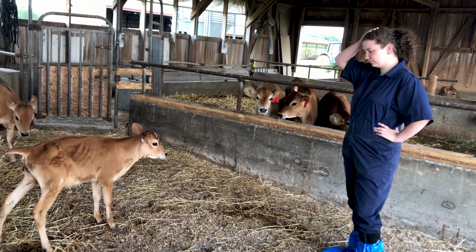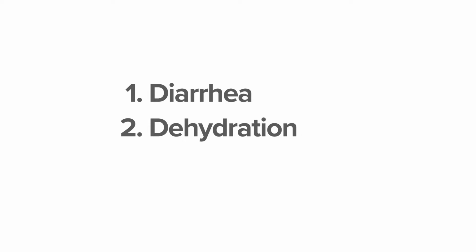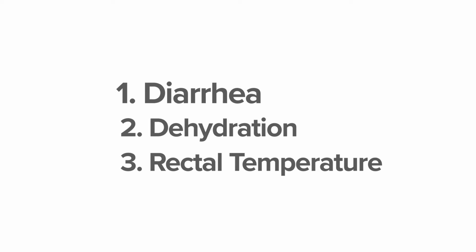Do you have a calf with gastrointestinal disease? What should you do? A health assessment. But how? To get the best health assessment, 3 factors need to be taken into account: diarrhea, dehydration, and fever. To start, diarrhea will be our first factor to assess.